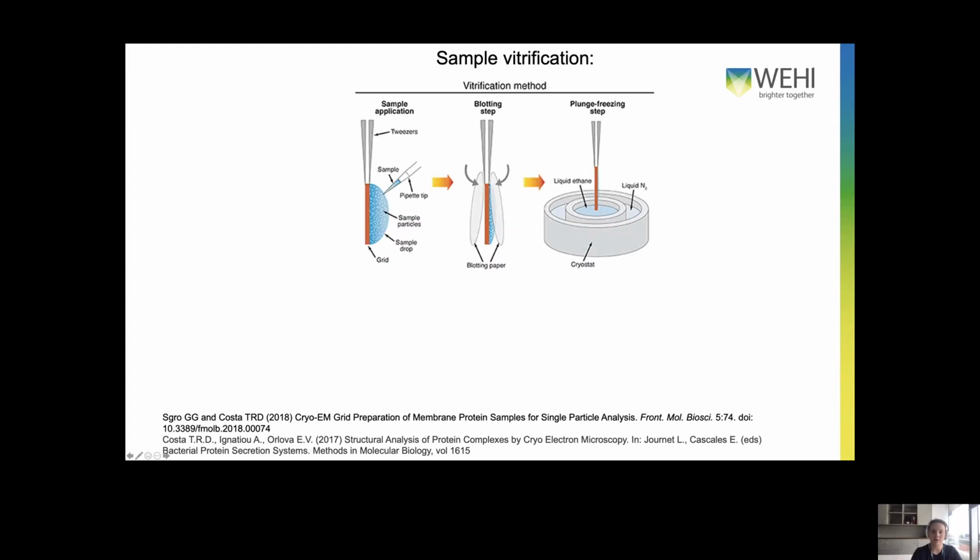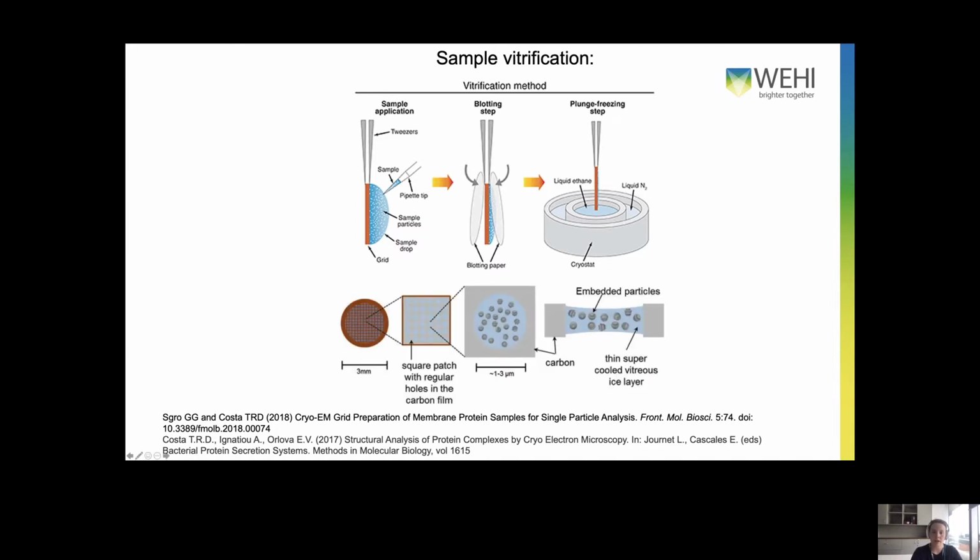Sample preparation for the actual cryo experiment is a bit different from negative stain. So we start in the same way. Here we have our grid and the tweezers that hold the grid. We apply our sample in solution in this case. Then we blot off excess liquid, and then we quickly plunge freeze this into, in this case, liquid ethane. Liquid ethane helps to freeze the grid extremely quickly, and it is needed to form the vitreous ice instead of the crystalline ice, which is what we want for our cryo imaging.